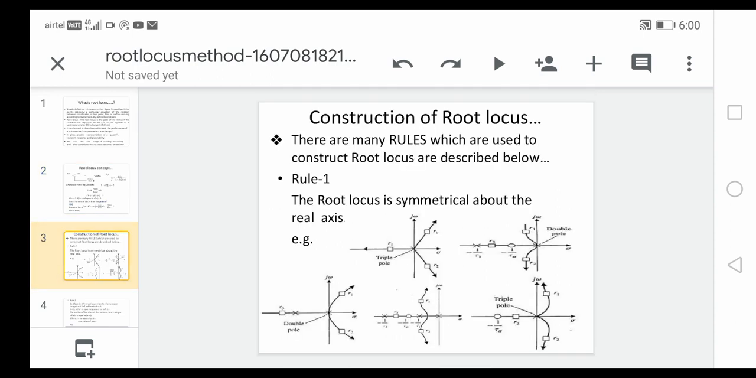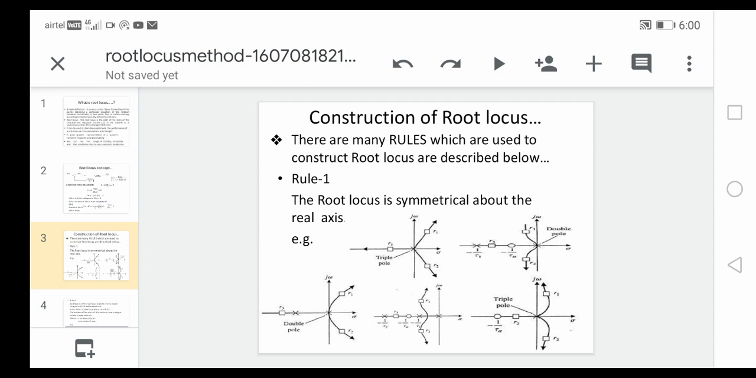The first rule of construction: whenever you construct a root locus, you need to follow some basic rules. There are many rules used to construct a root locus, but first we will discuss the first rule, which is that the root locus is symmetrical about the real axis.